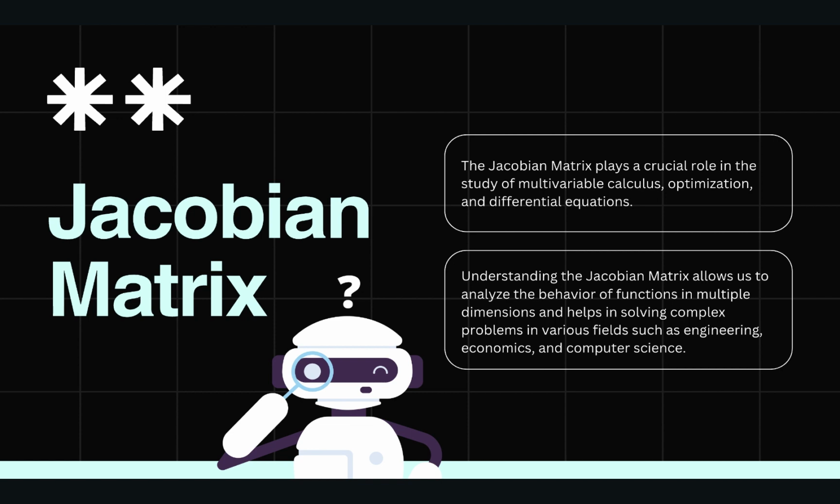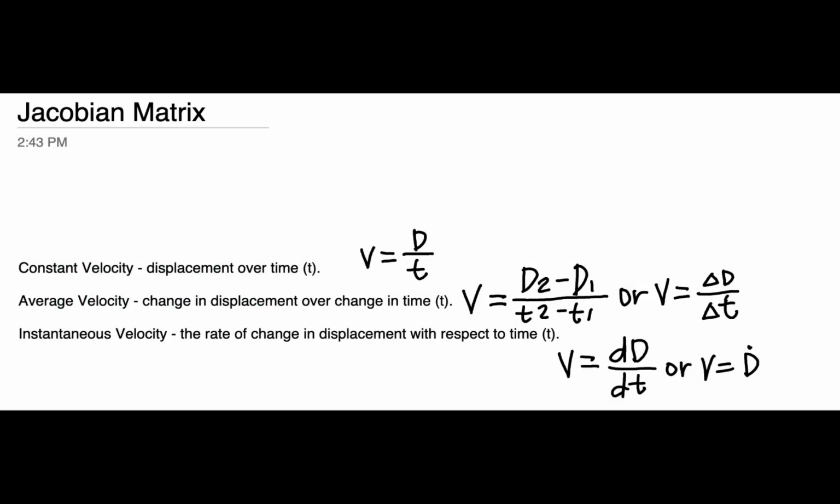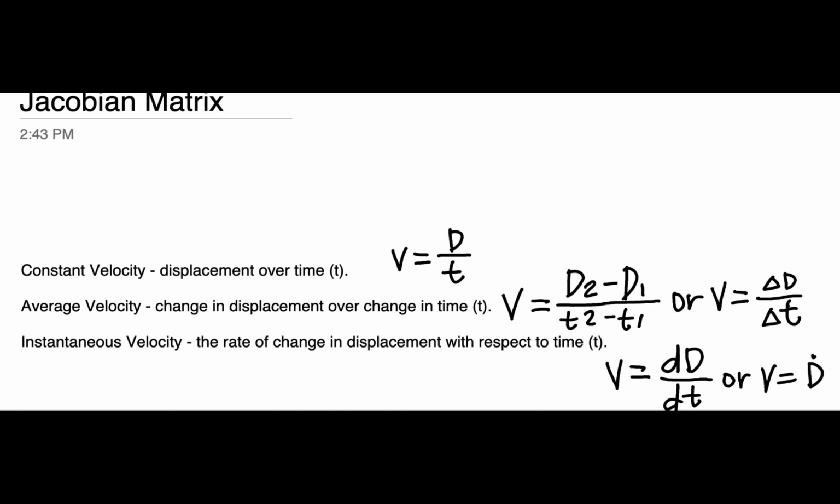The matrix that relates the end effector velocities to joint velocities is a Jacobian matrix. Constant velocity or displacement over time is represented as V equals d over t. Average velocity is the change in displacement over change in time, represented as V equals d2 minus d1 over t2 minus t1, or V equals change in displacement over change in time. Instantaneous velocity is the rate of change in displacement with respect to time, represented as V equals dd over dt, or V equals d prime. In this topic, we will use instantaneous velocity for the Jacobian matrix.